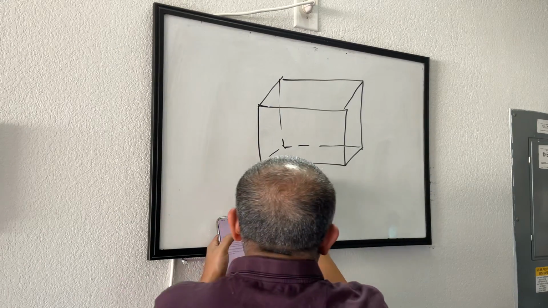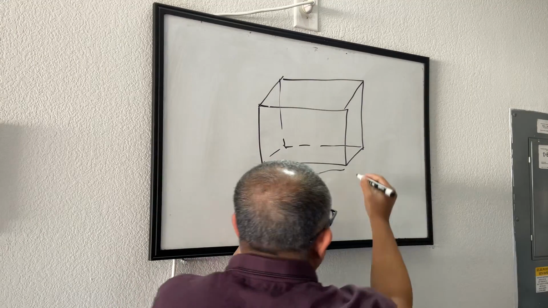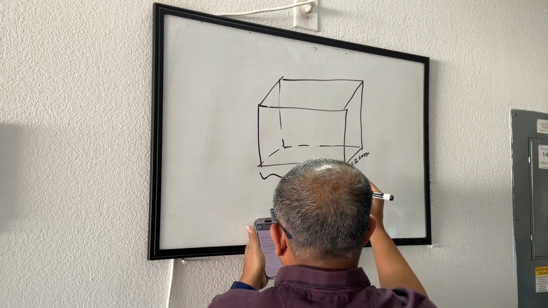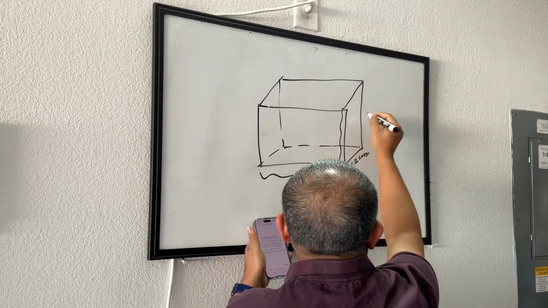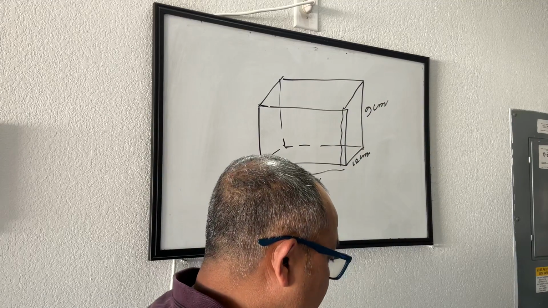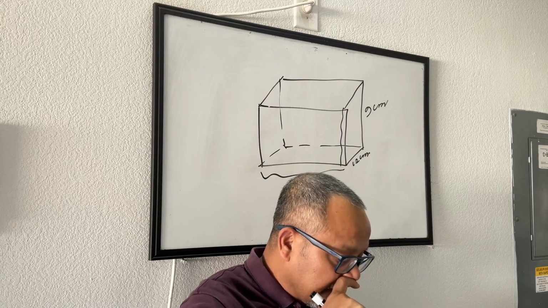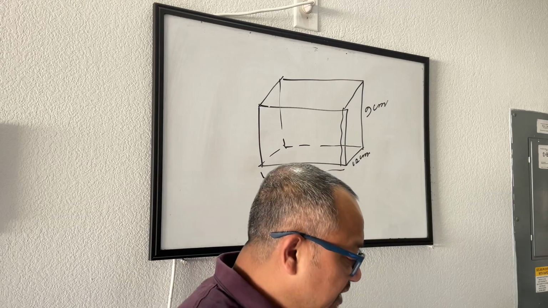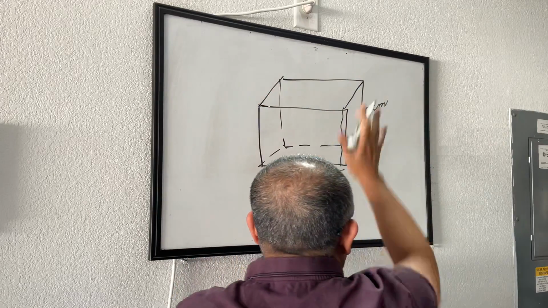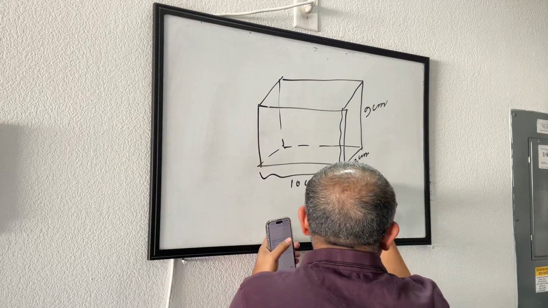Which is 10 centimeters long. This is 10 centimeters long. 12 centimeters wide. And 9 centimeter height. This is 9 centimeters. Water is poured into a rectangular container 10 centimeters long, 12 centimeter wide and 9 centimeter high. Until it is 1/20th full. So this container has some dimensions. It says water is poured into it till it is 1/20th full.